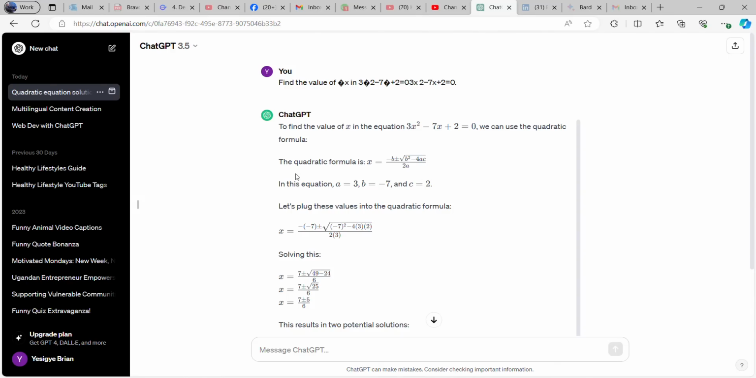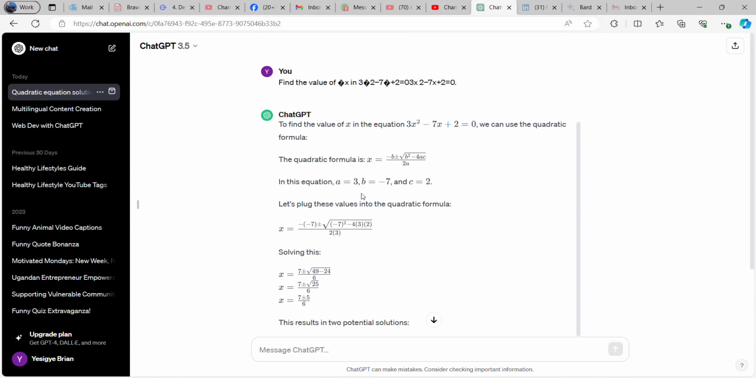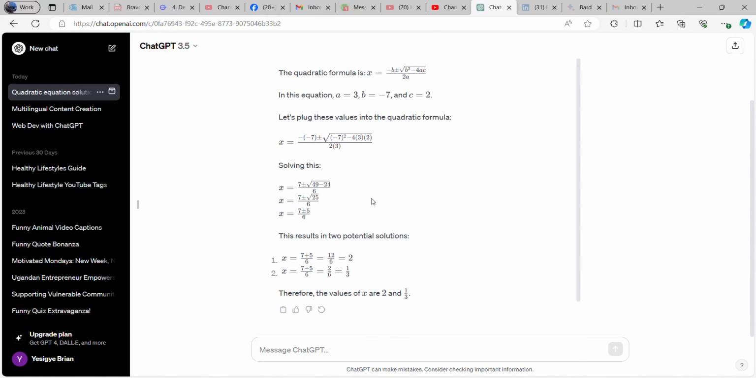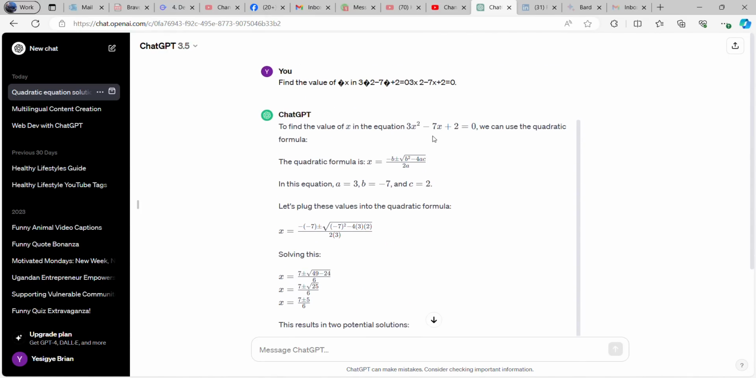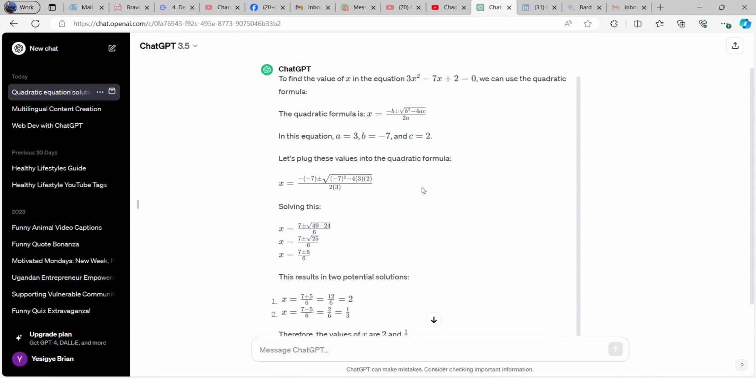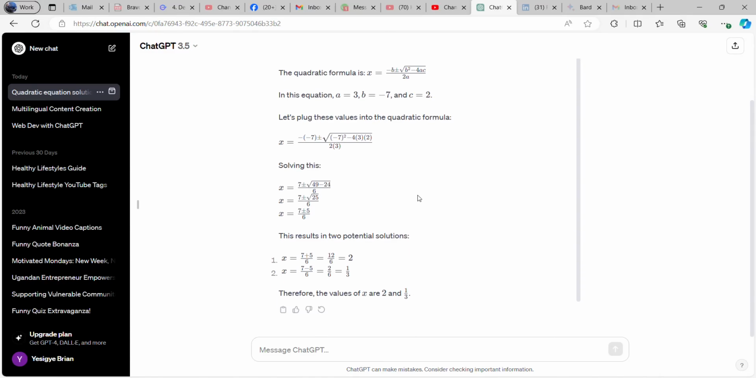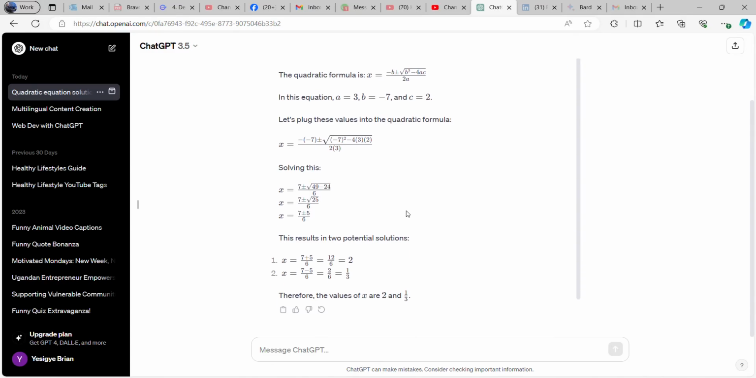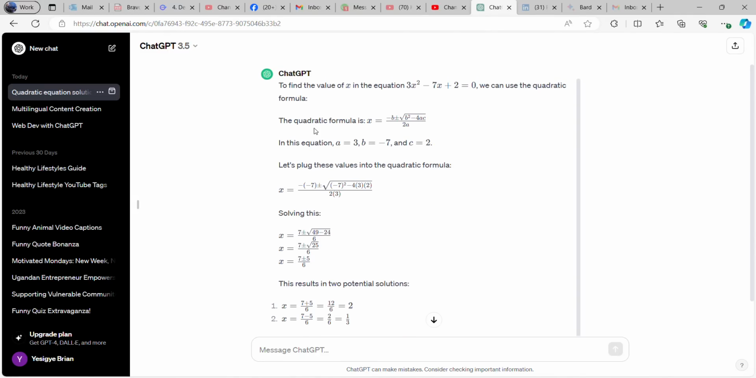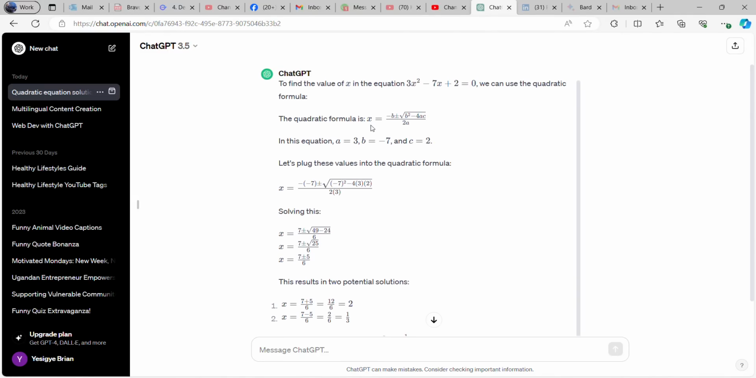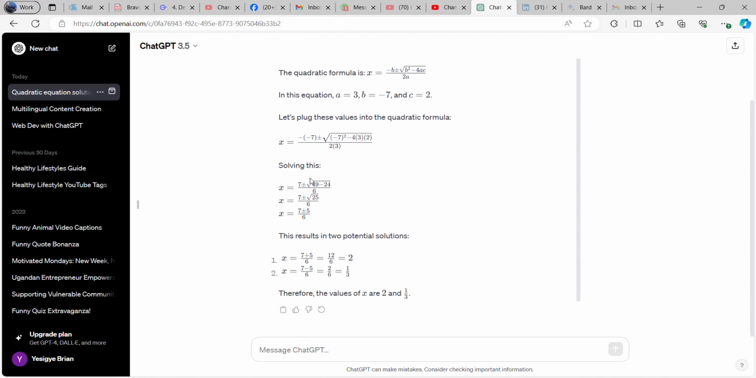The quadratic formula is x equals, all this, as you see. We can solve a problem using different methods, but ChatGPT gives you all these solutions within a minute, and in a simpler formula and terms. When you look at the quadratic formula, it is given to you in this equation. Let's plug these values into the quadratic formula.